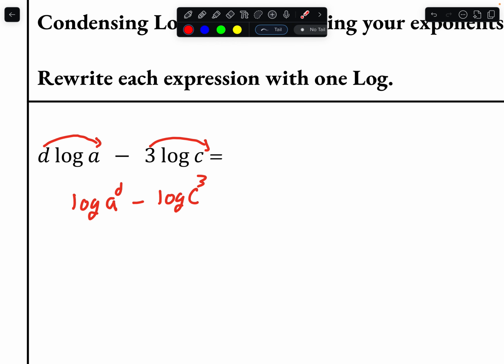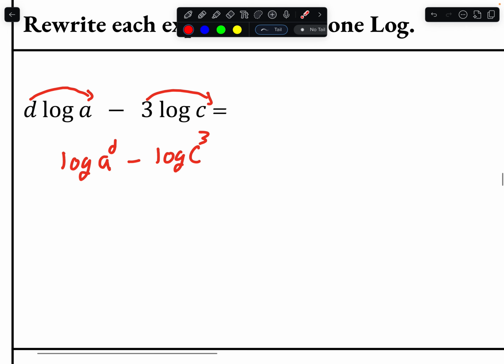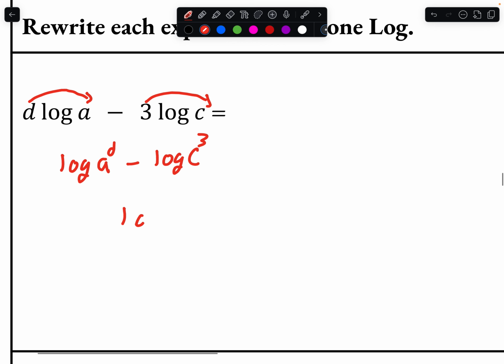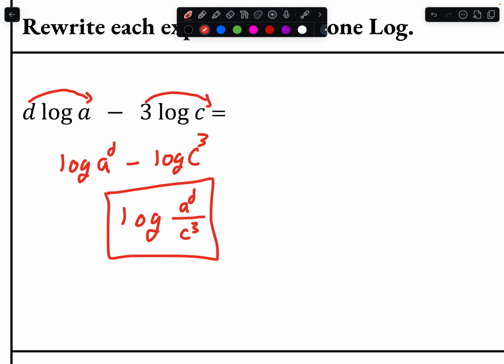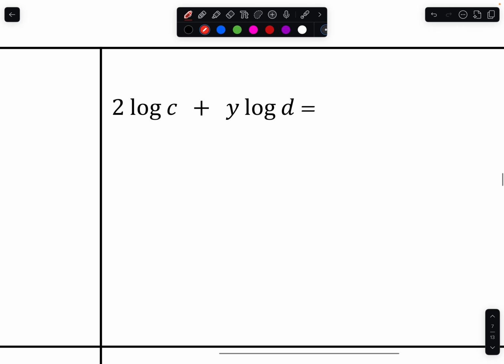And then I can recognize that I'm subtracting two logs with the same base. The base is 10 here because it's a common log. So now I can combine them under one common log. And I can say a raised to the d power divided by c to the third. And now I've combined them, I've condensed them into one logarithm. Okay? All right, let's look at this next example.